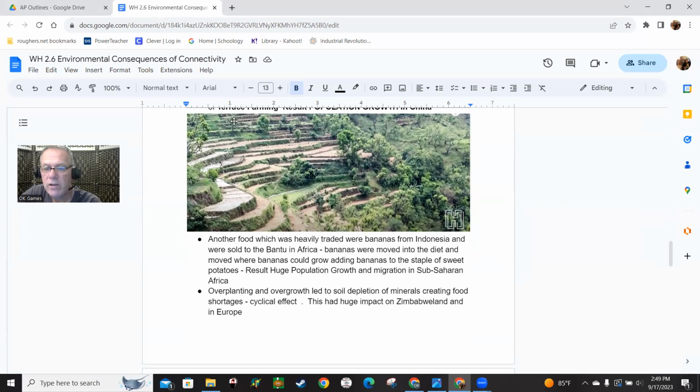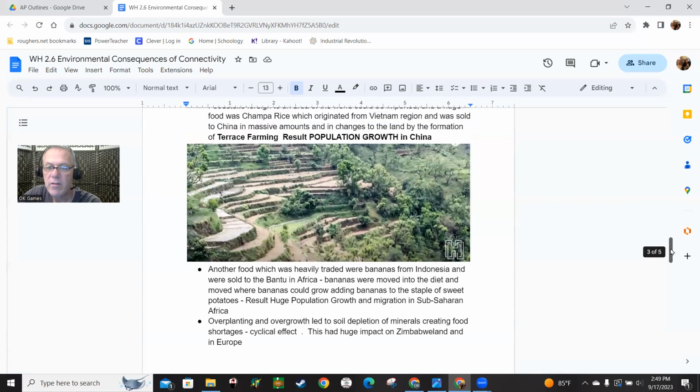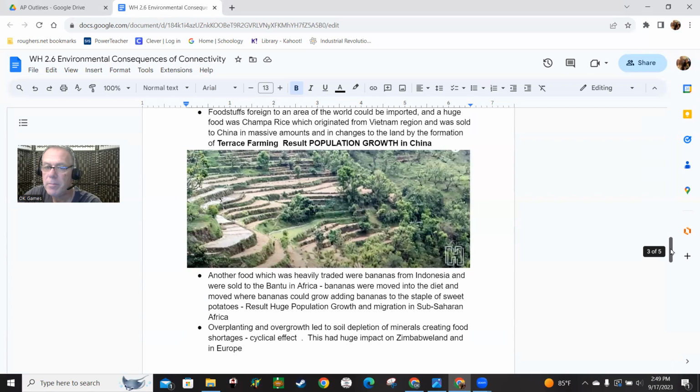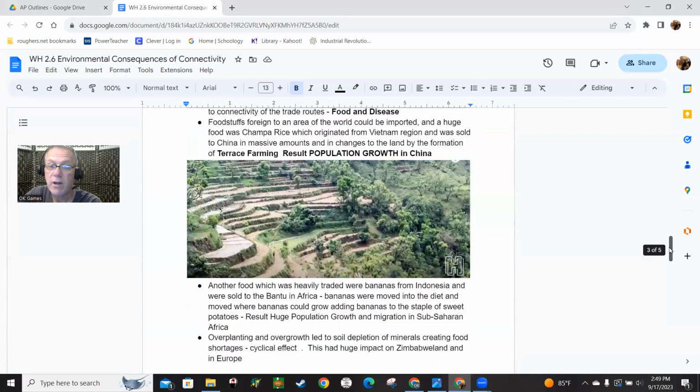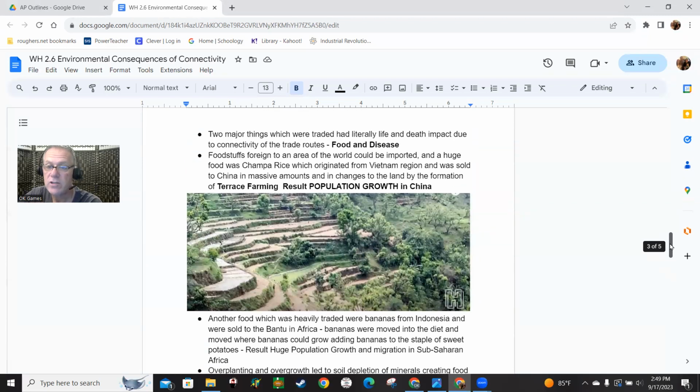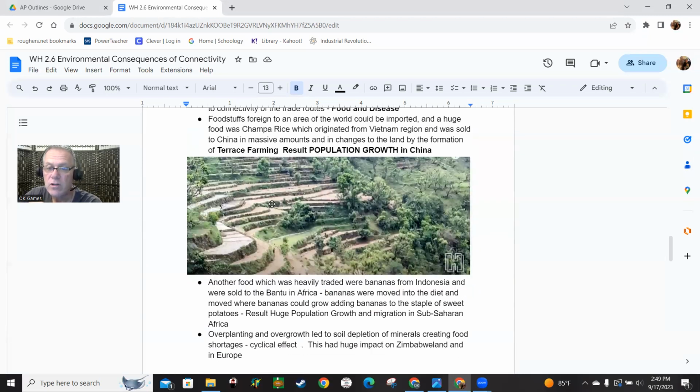This is an innovation that you see in China. This is terrace farming. It's an example. This is also found in the Americas, in the Incan population. This is not necessarily, again, an environmental effect. Well, we're changing the environment, so actually, it is an environmental change. When you start changing the land like this, though, humans never have a gentle touch.